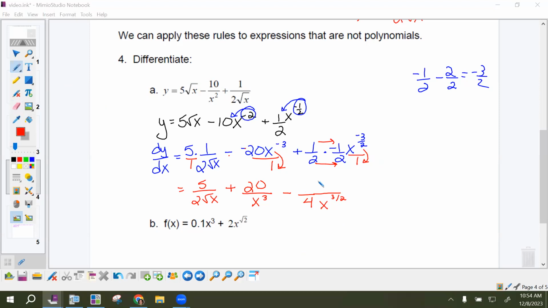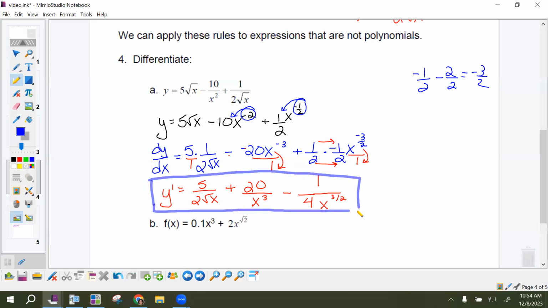That looked weird. All right, so our final derivative is 5/2 root x, plus 20/x cubed, minus 1/4 x to the 3/2.